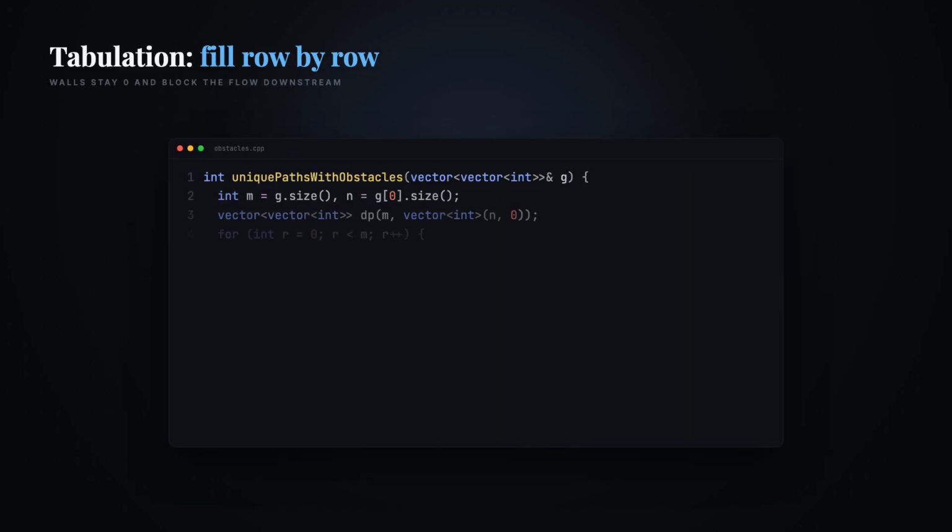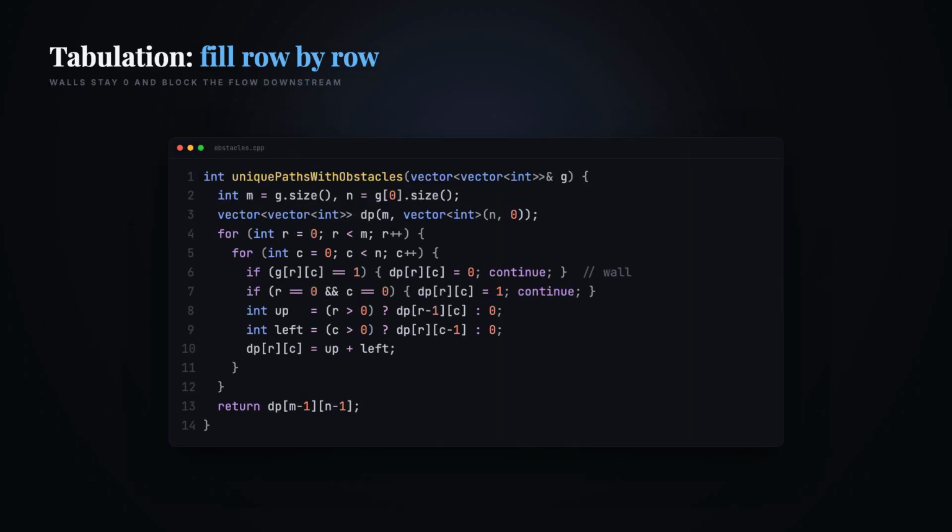In code, we fill the table row by row. If the cell is a wall, set it to 0 and move on. Otherwise, add the value from above and the value from the left. The walls stay 0, and you can literally watch them block the flow downstream.